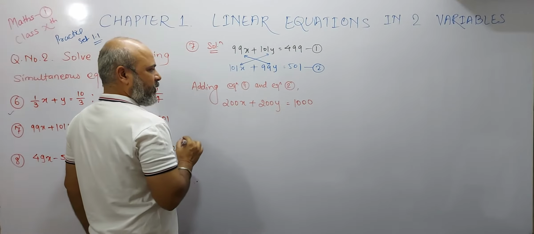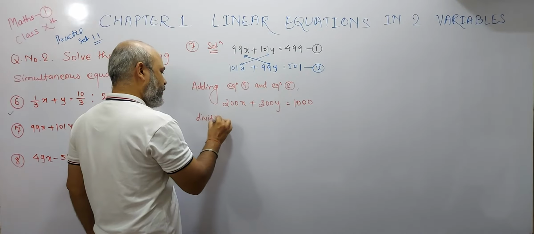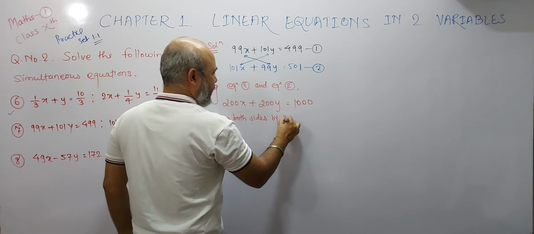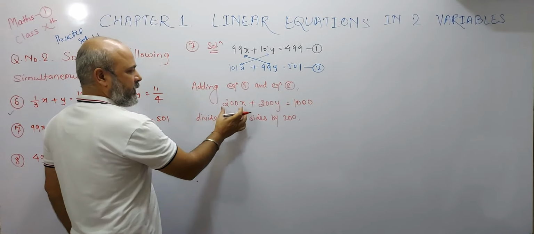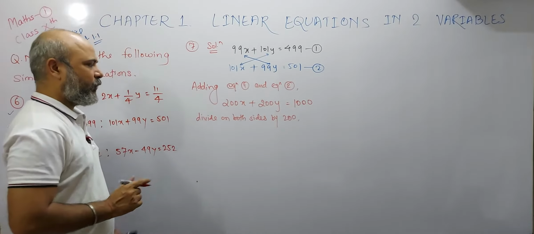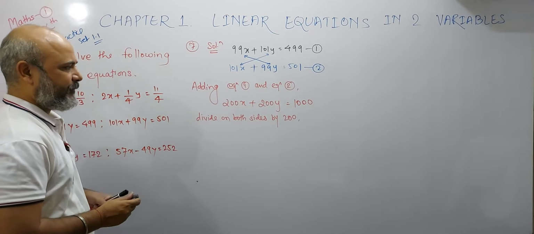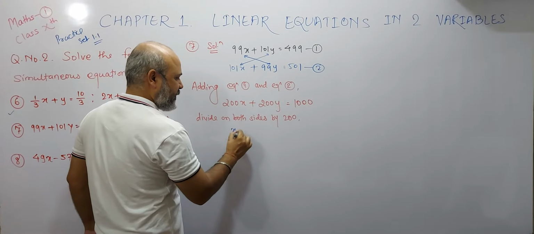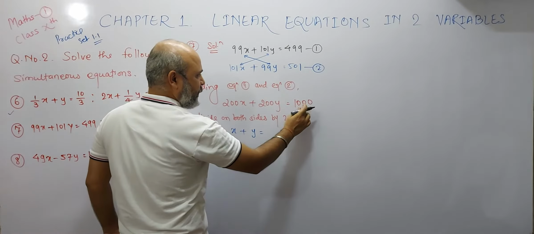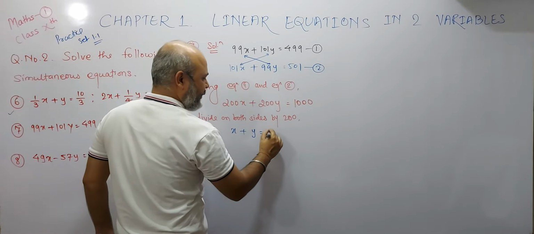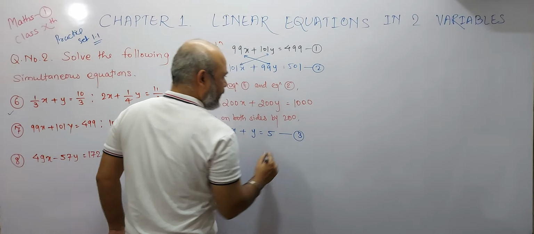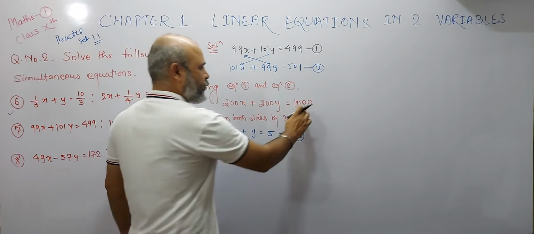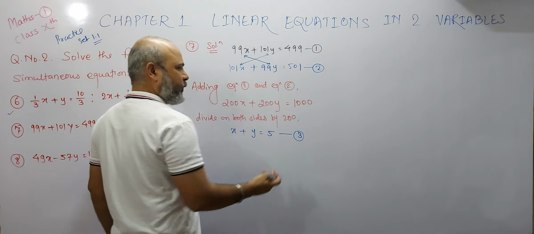Clear? Now divide on both sides by 200. Okay, because each term is divisible by 200, so divide on both sides by 200. So what will you get? 200 upon 200, 1x, here you will get 1y, and this is equal to 1000 divided by 200. You will get 5. So this will be equation number 3. 1000 divided by 200 gives us 5, because 20 will cancel out, 10 upon 2, so 10 upon 2 is 5.